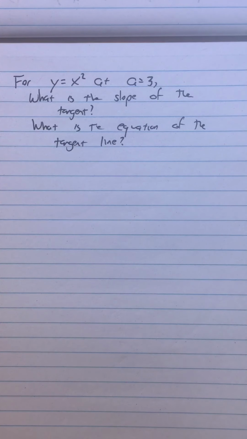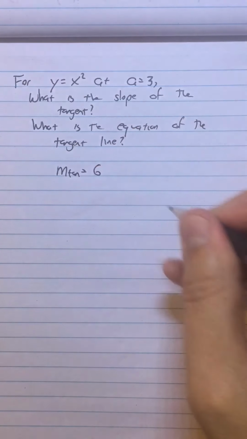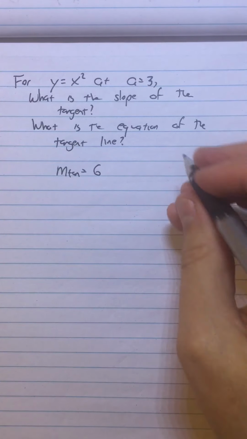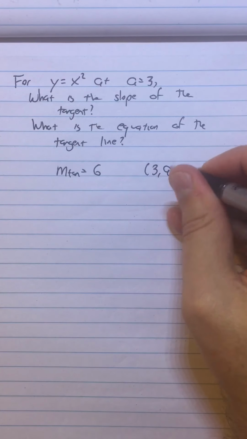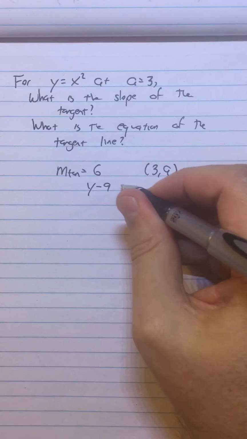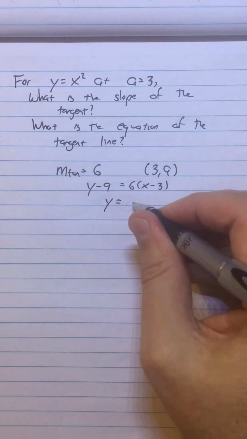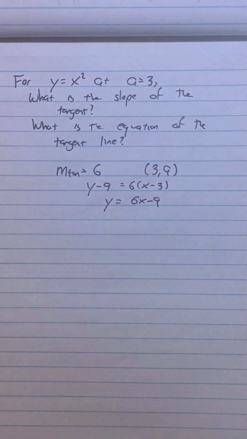Go! All right, I'm assuming that you have now paused the video, done this equation, and come back. And I hope that you found that the slope of the tangent was equal to 6, and that the point of tangency was (3, 9). That's your a, f of a. And so you got the equation y minus 9 equals 6 times x minus 3, or y equals 6x minus 9. If you didn't get that, let me know, or just go over the videos again.